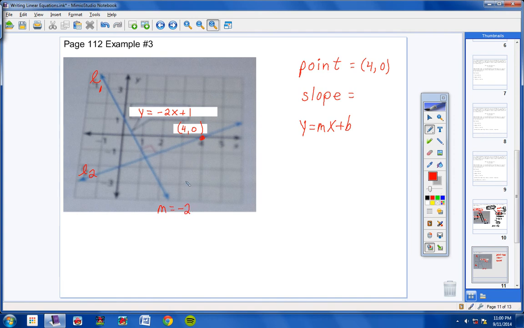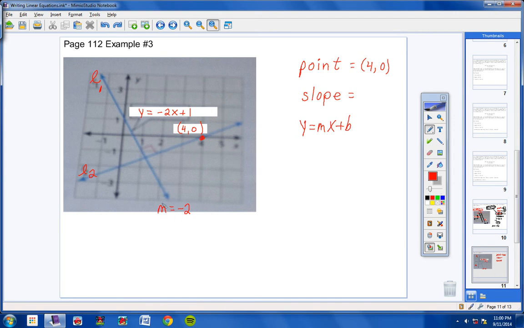Now, you might say, oh, that's easy. Then the slope of line 2 is negative 2. Now hold it. If the two lines were parallel, then they would have the same slope. These two lines are not parallel, they're perpendicular. Remember what to do? Whenever you're dealing with perpendicular slopes, you change the sign and you flip the slope.